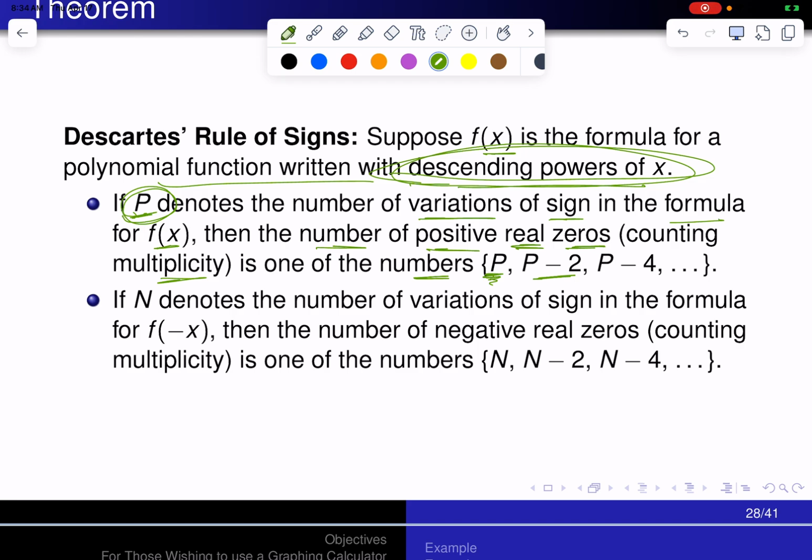Let N denote the number of variations of signs in the formula f of negative x. To do the negative one, you plug in negative x and see how many sign variations there are. Let's say Brody figures out there are five sign variations. Then the number of negative real zeros, counting multiplicity, is one of the numbers: it could be 5, 3, 1, and then we would stop because you don't go past 0. And then I'm going to explain how to summarize it.